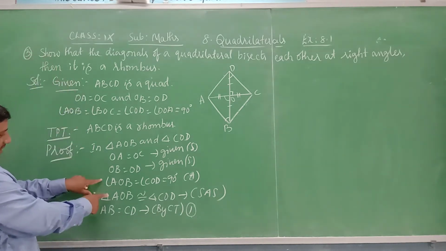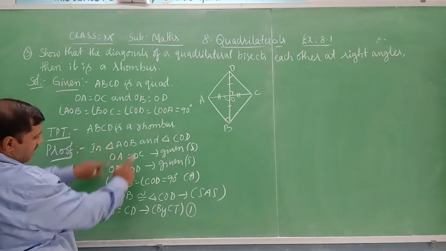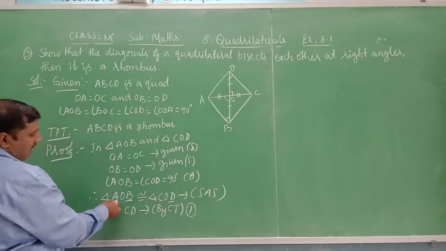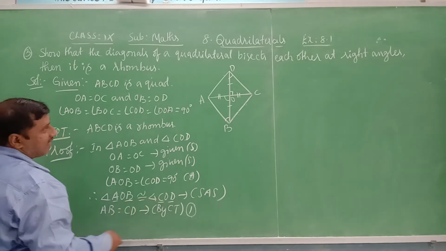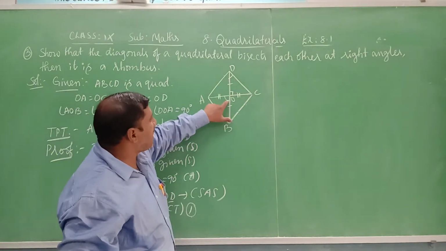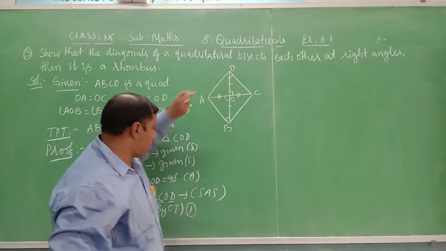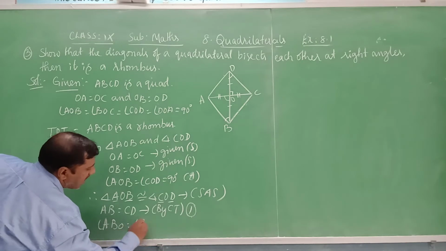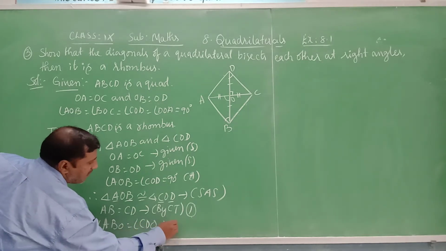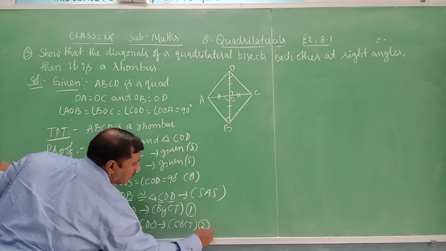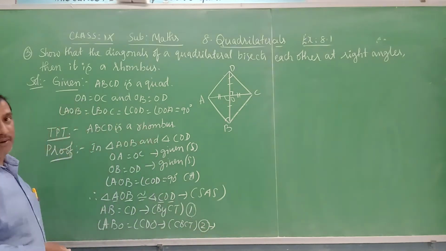See from these two triangles, angle B is equal to angle D and angle A is equal to angle C. That is angle B is equal to angle D. Here B in the sense ABO and CDO, angle ABO is equal to angle CDO, again by CPCT. How are they equal? By CPCT.